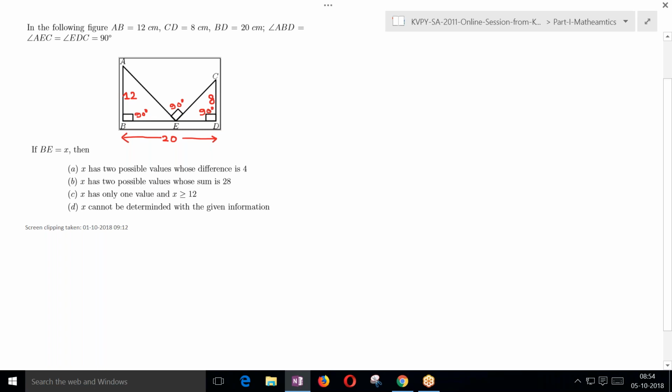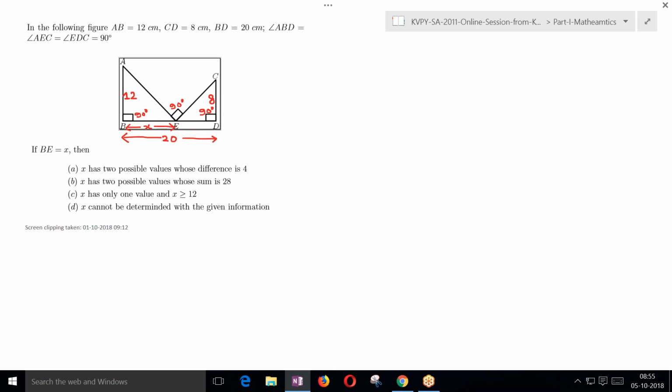Now we need to find the value of X, if BE is equal to X, that is also given. This is given as X. Then there are 4 options. What are the options? Let's look into it, because the options will drive us on how to proceed. Whatever I have written here is just labeling whatever has been given in the question. AB is equal to 12, I wrote 12. CD is equal to 8, I wrote 8. BD is equal to 20, I wrote 20. I just labeled all these things. And ABD, AEC, and EDC, all the 3 angles are 90 degree. Hence, I wrote this.